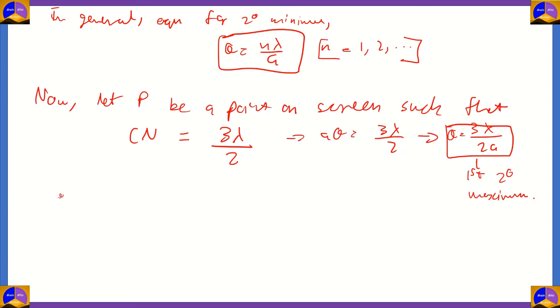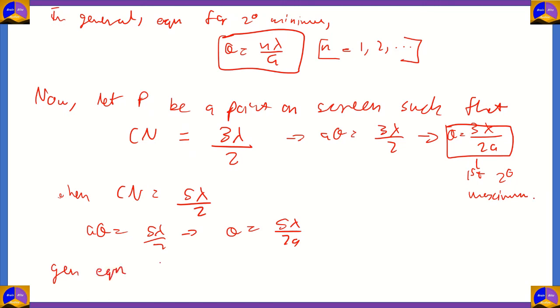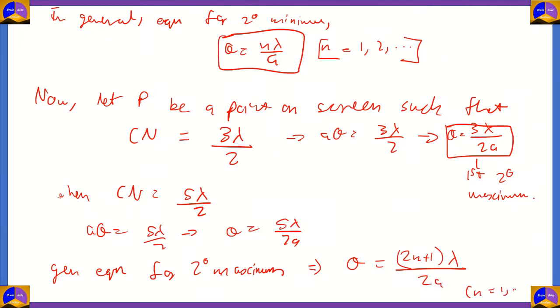again equal to 5 lambda by 2. So when Cn equals 5 lambda by 2, then you can write a theta to be 5 lambda by 2. That means theta is equal to 5 lambda by 2a. So the general equation for secondary maximum can be written down as theta equals 2n plus 1 times lambda divided by 2a. Again, n is equal to 1, 2, 3, etc., the set of natural numbers.